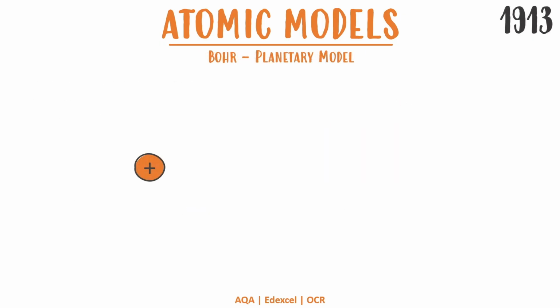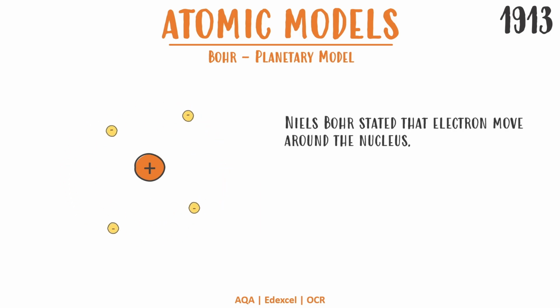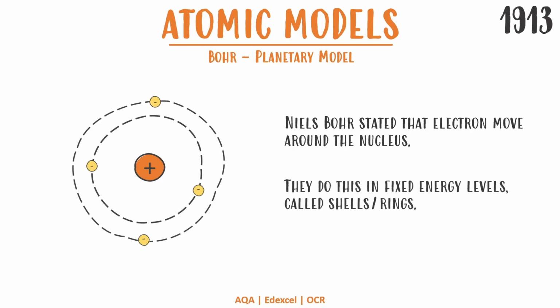Bohr's planetary model, where he took the previous idea where these electrons orbited, and he stated that electrons actually move around the nucleus in these fixed shells, which are also referred to as energy levels, or electron rings.